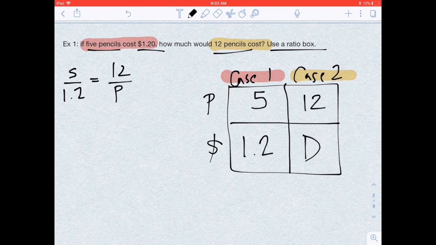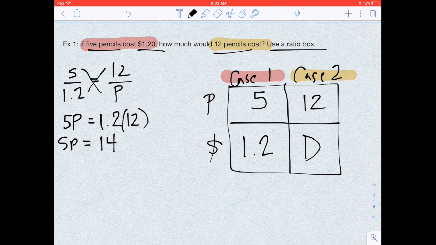I can't simplify my fractions, so I can go ahead and cross multiply. And I get 5d equals 1.2 times 12. I want to go ahead and simplify the other side first. So 1.2 times 12 is going to give me 14.4. I can find that by doing 12 times 12, which gives me 144, and then moving my decimal one place, because I have one decimal I'm multiplying by.